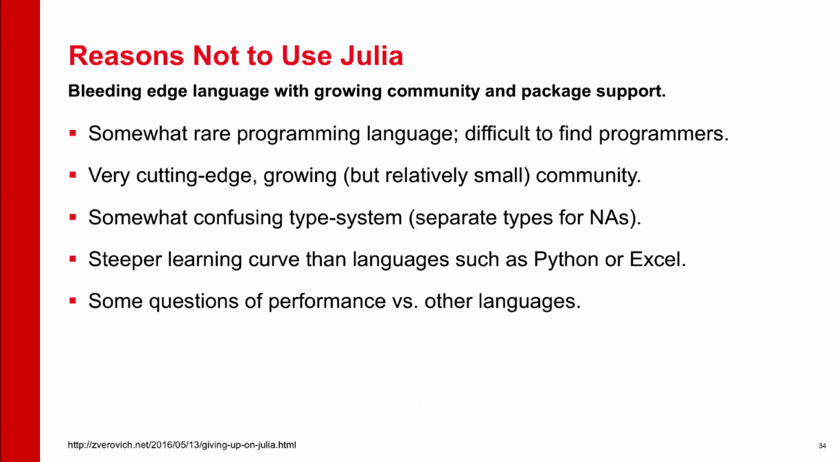Reasons not to use Julia. It's a bleeding edge language with a growing community and package support. It's a rare programming language. You think it's difficult to find a Python data scientist? Good luck with Julia. Very cutting edge, growing, but relatively small community. Confusing type system because it's optional and it has separate types for NAs. Steeper learning curve than other languages. And some questions of its performance versus other languages.